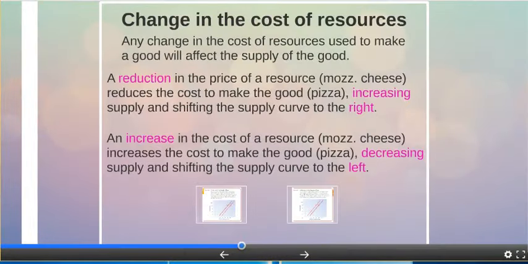First of all, change in the cost of resources. Any change in the cost of resources used to make a good will affect the supply of the good. For example, suppose the cost of mozzarella cheese falls. This reduces the cost of making pizza. Producers are therefore willing and able to supply more pizza at each price. This is reflected by a rightward shift of the supply curve. After the shift, the quantity supplied is greater at each price.